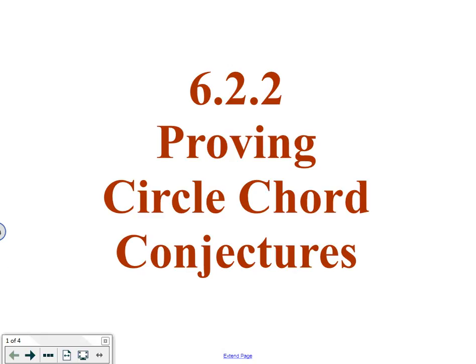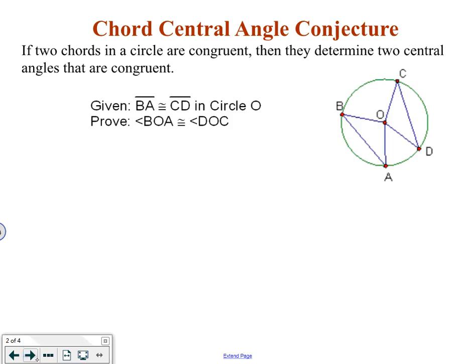All right, we are ready to get started with section 6.2.2. We're going to prove some circle chord conjectures. The first conjecture we're going to prove is the chord central angle conjecture. These are conjectures that we came up with last week, but now we're going to actually prove them. We're going to use a two-column format.